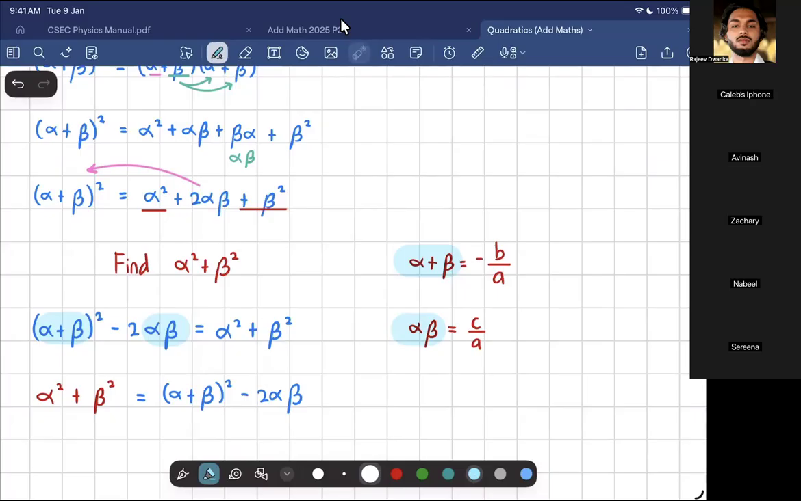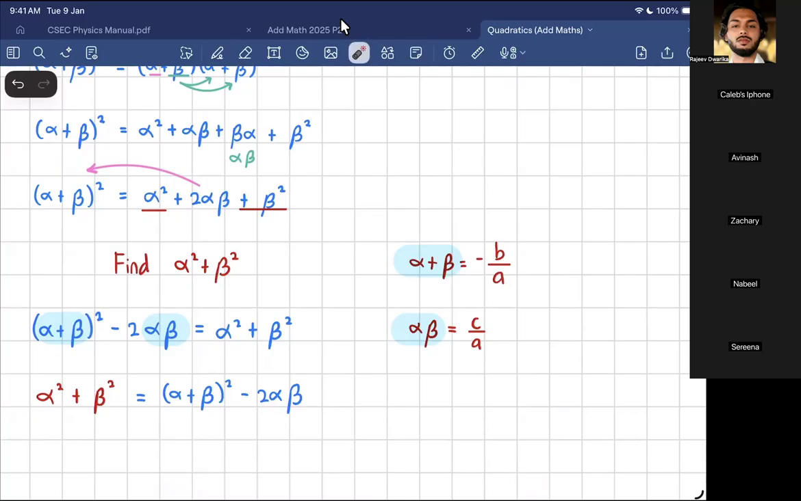Like if you want, you could get a numerical answer for alpha plus beta. You know how to find alpha plus beta. Everything else is going to be derived from alpha plus beta and alpha beta. So you actually know what alpha plus beta is, and you actually know what alpha beta is. There are formulas for them. So I need to write everything in terms of alpha plus beta and alpha beta. That's what I need to do.